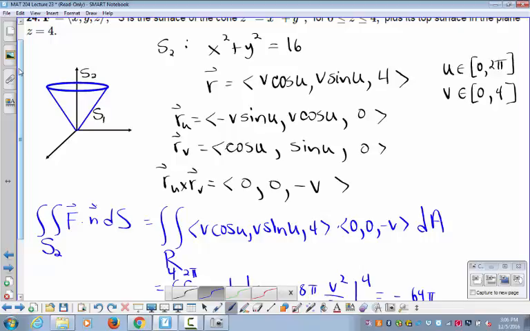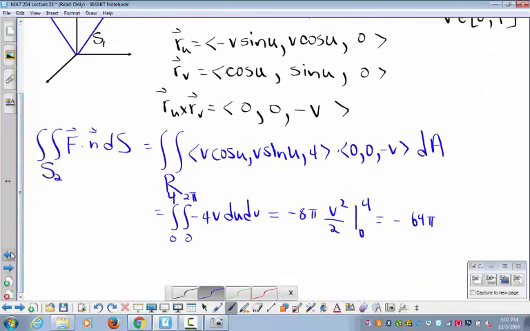Let's make sure. What's true about the normal here with those v's? If we look at our normal vector here, r_u cross r_v, that's actually pointing down, right? So the flux going out is actually 64 pi. It's actually reversed. So now let's parameterize the cone.